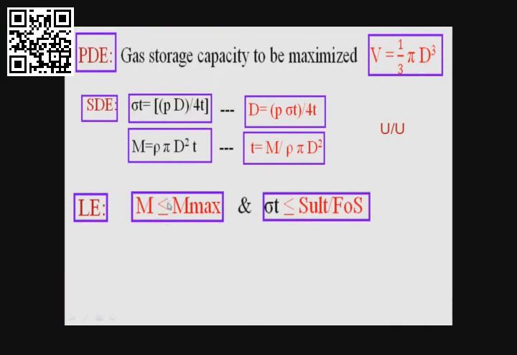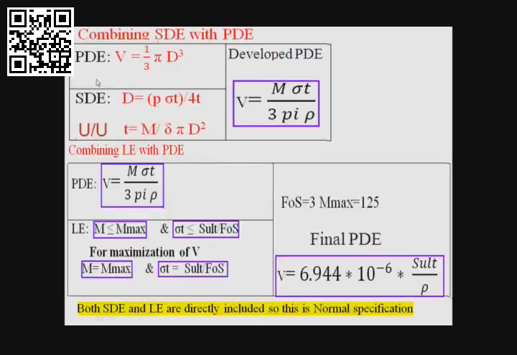Next, the limiting equations are: mass should be less than or equal to 125 kg, and σT should be less than or equal to SUT upon FOS. So the next step is to substitute these equations in the primary equations. This is the primary design equation, this is the subsidiary design equation, and these two are secondary equations.